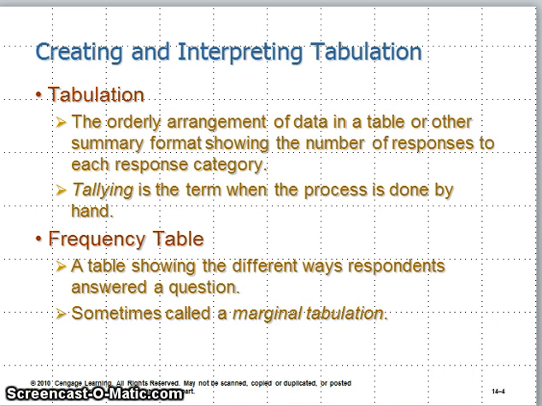What is a frequency table? A frequency table is a table showing the different ways respondents answered a question, sometimes called a marginal tabulation. So in other words, how often did people answer in a particular way? What frequency?